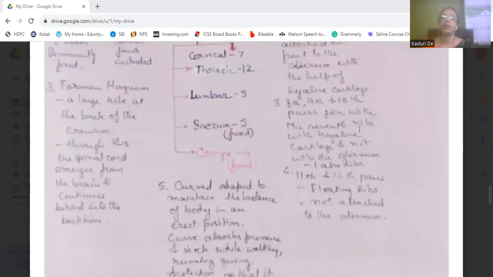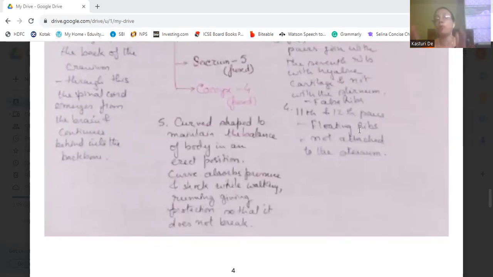Now, I told you the vertebral column is slightly curved. What does this curved shape do? It helps to maintain the balance of the body when we are in an erect position. When we are standing erect, this curved shape helps to maintain the balance. This curve also absorbs the pressure and shock when we are walking or running, giving protection so that it does not break.